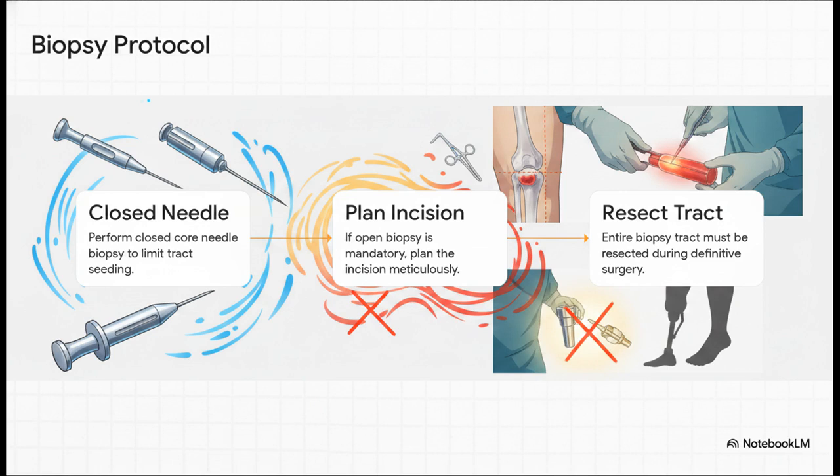If an open biopsy is absolutely mandatory, you have to plan that incision meticulously. The entire biopsy tract must be resected during the definitive limb salvage surgery. Remember, poor planning here literally forces amputation.